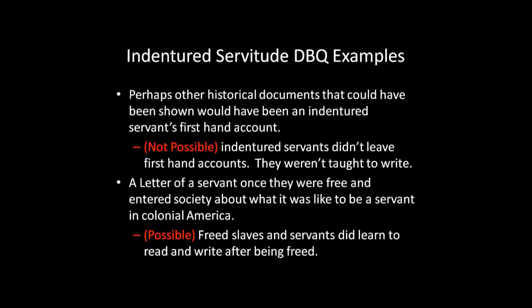Here are some examples. Indentured servitude, DBQ example. Perhaps other historical documents that could have been shown would have been an indentured servant's first-hand account. Well, this one's not possible because indentured servants didn't leave first-hand accounts. They weren't taught to write. The second example, a letter of a servant once they were free and entered society about what it was like to be a servant in colonial America. This is possible. Freed slaves and servants did learn to read and write after being freed, and so you could have that perspective.